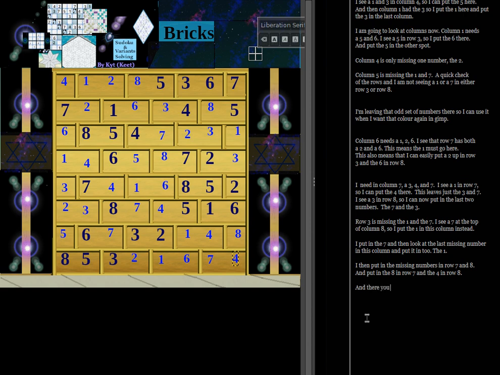And there you have it. We solved a medium Brick Sudoku Variant.